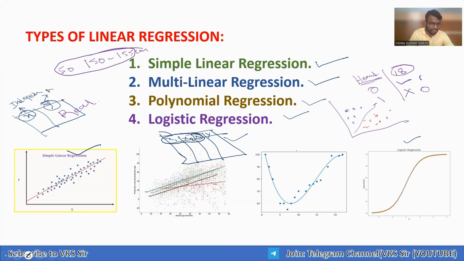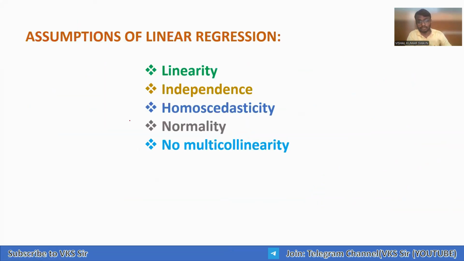Now the next one is the assumptions. What are the assumptions which come under linear regression? The linearity, the independence, the homoscedasticity, the normality, and no multicollinearity. All these are some of the most important concepts. It will take some time to explain, so in the next video I will explain. Whenever the concept comes, I will explain it.